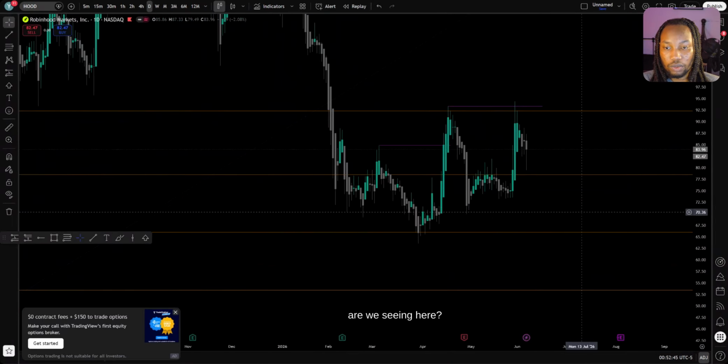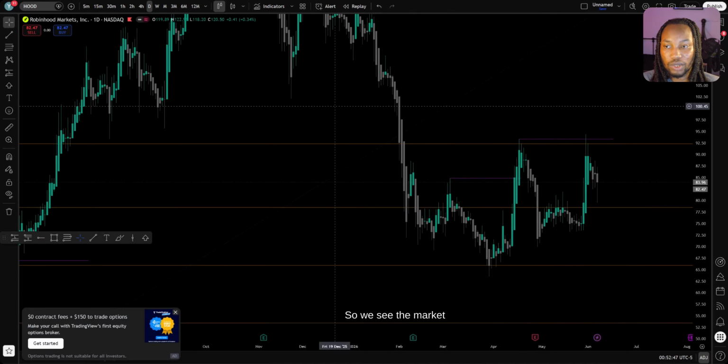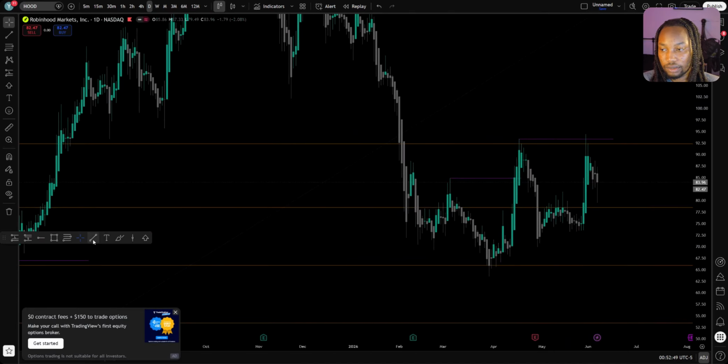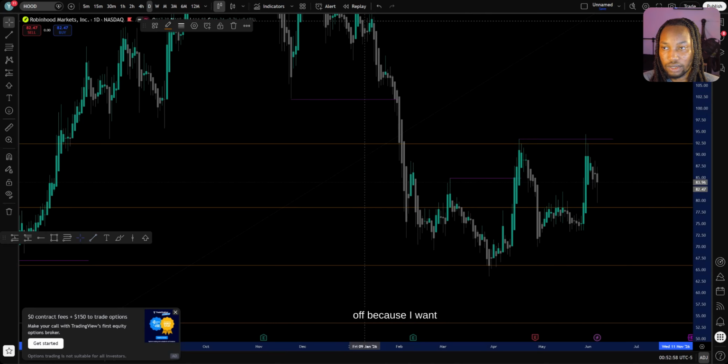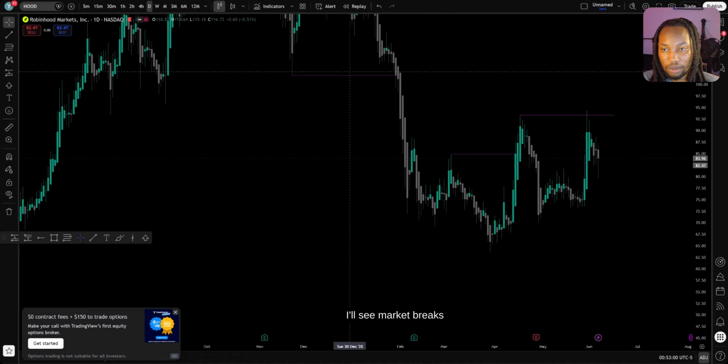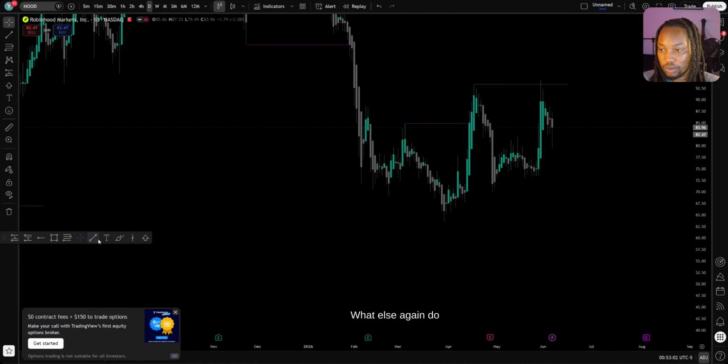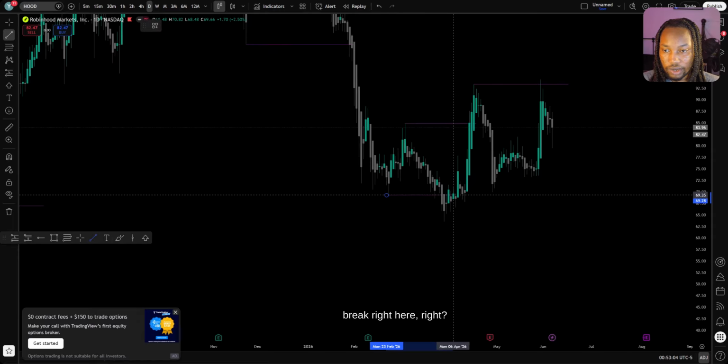Okay, so while we're here, what do we see here? We're seeing structure breaks, right? So we see the market breakdown right here. See the market breakdown right here. I'm going to take this off because I want to see proper structure. See, the market breaks down right here. What else do we see over here? We see another structure break right here.